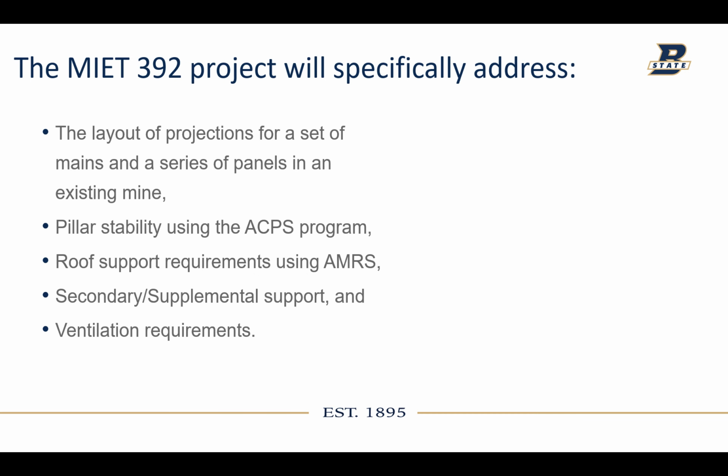The underground project will be to address the layout of projections for a set of mains and a series of panels in an existing mine. So I'm not starting from scratch, not starting at the outcrop, but we're going to be driving a set of mains off the existing set of mains to lay out some panels. We'll be using ACPS for calculating the pillar stability, and roof support using the Analysis of Mine Roof Support, ARMS, or AMRS, we'll call it. And then what secondary or supplemental support might be required, and the ventilation requirements.